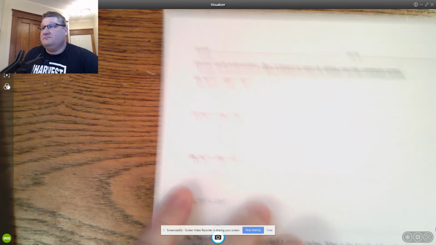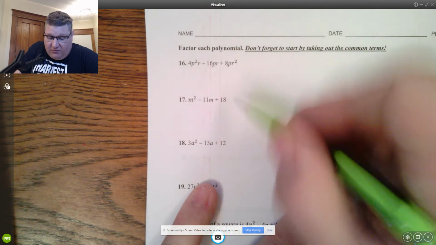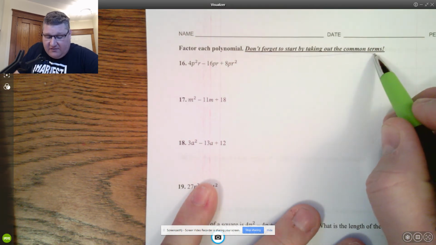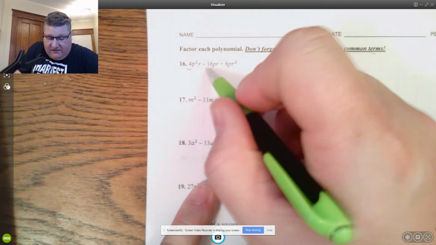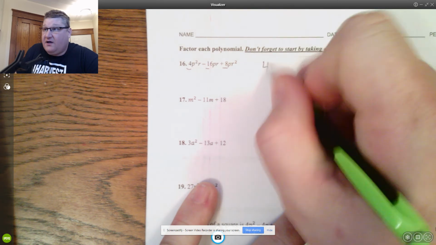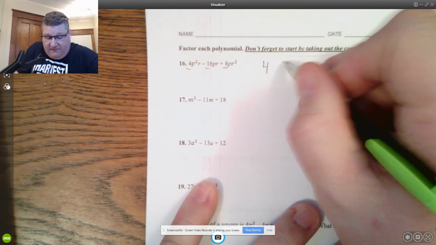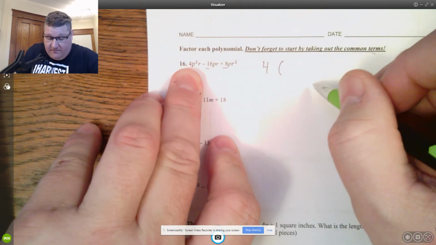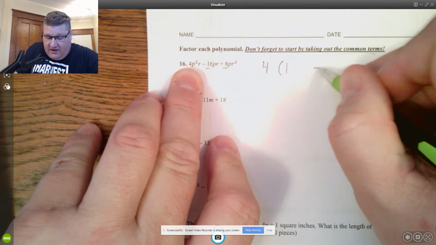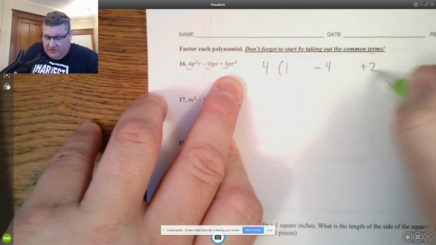If I go up here, it says to factor. Well, don't forget to take out what's common first. In each of these cases, I have a 4 that can come out front, leaving no number here, or just a 1, minus 4 here, and a plus 2 here.